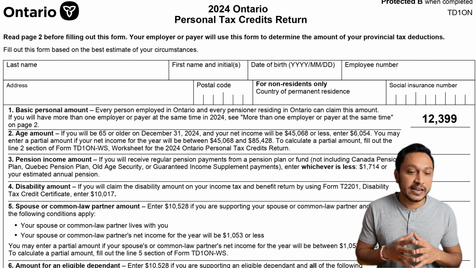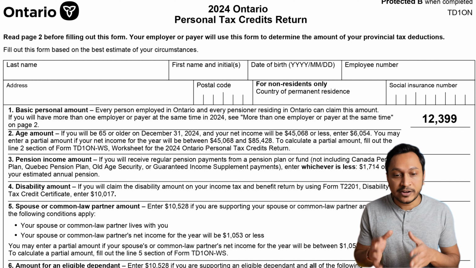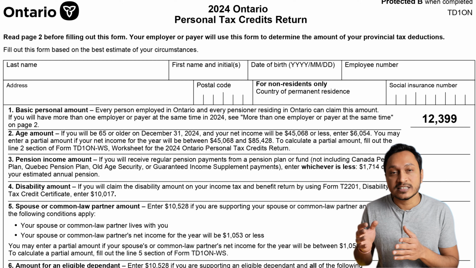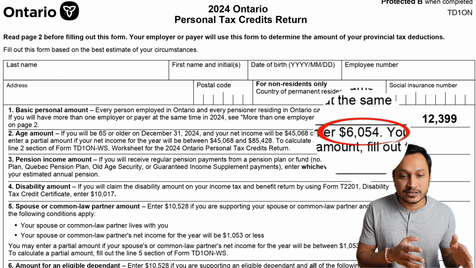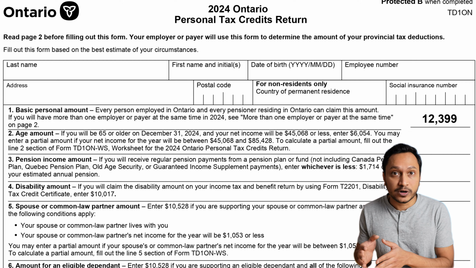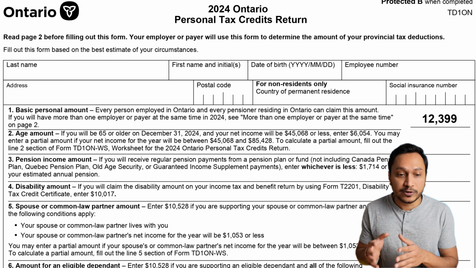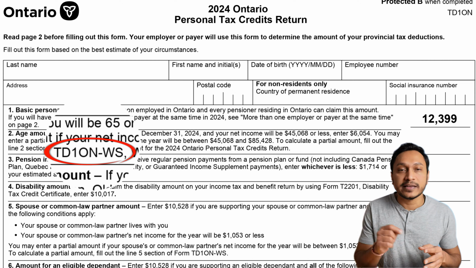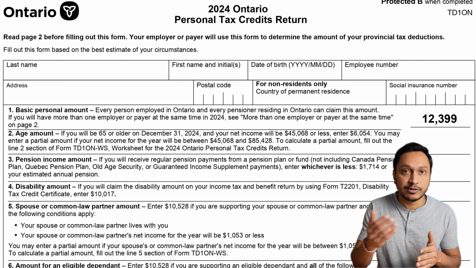The next box is the age amount. If you are or will be above 65 by the end of the year and your net income is less than $45,068, you can enter $6,054 here. If your income is more than $45,068 and less than $85,428, you can still claim some partial amount, but for that you will have to fill out this additional worksheet called TD1-ON-WS. There you can calculate how much partial amount you are eligible for and attach it with this form and give it back to your employer.